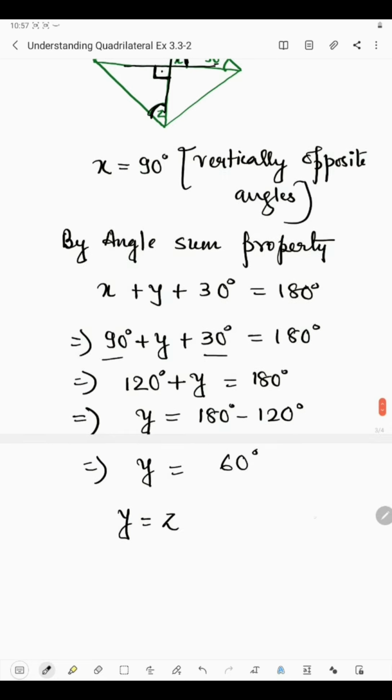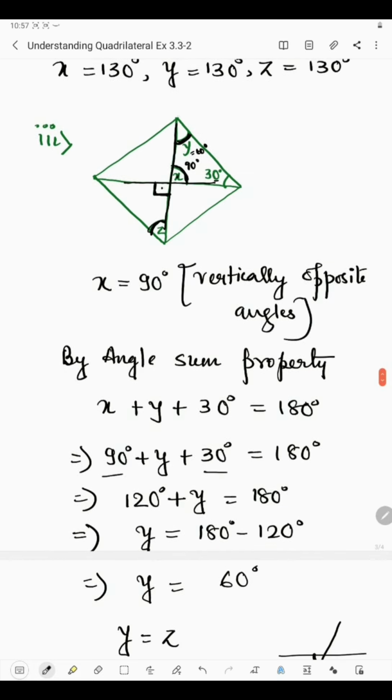Now why? When there are two parallel lines and one transversal cuts these two parallel lines, then alternate angles will be equal, meaning one angle from the right-hand side or left-hand side and another angle from the other side. So these two are interior angles, and this angle is on the left side and this angle on the right side. So these two are equal, isn't it?